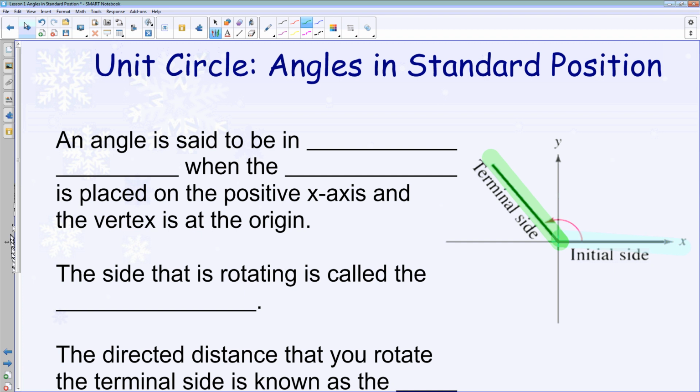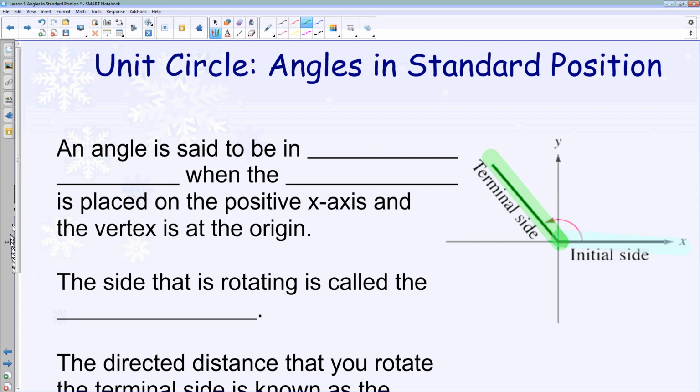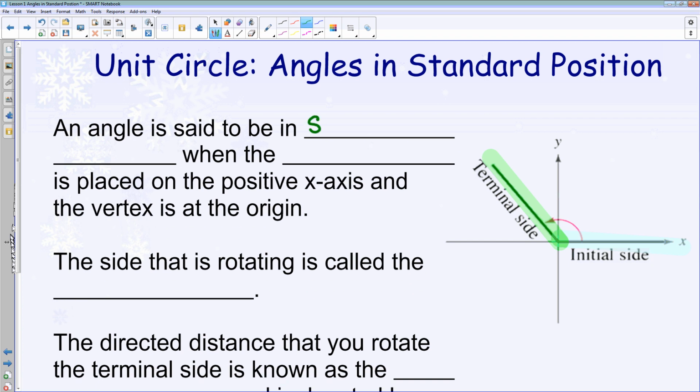So let's talk about some basic vocabulary here. An angle is said to be in standard position when the initial side is placed on the positive x-axis and the vertex is at the origin. So vertex right here, initial side on that positive side of the x-axis.